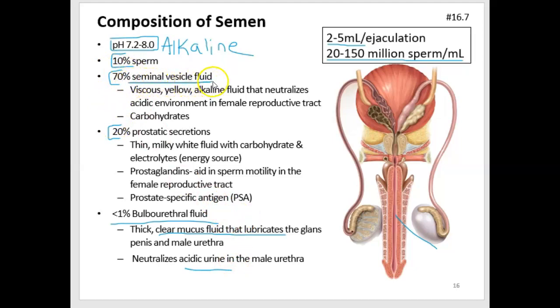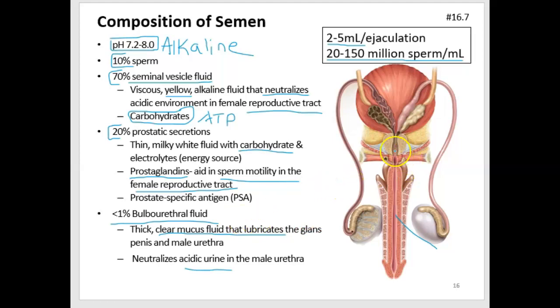And the seminal vesicle fluid is usually yellow in color, and it's mainly about providing an energy source for the sperm so that they have some sort of organic compound to make ATP from, and neutralize the acidity of the female reproductive tract. Prostatic secretions also provide a carbohydrate source or an organic nutrient. But in addition, the prostate secretes molecules called prostaglandins that help the sperm move in the female reproductive tract. And I'll talk more about that in just a second.